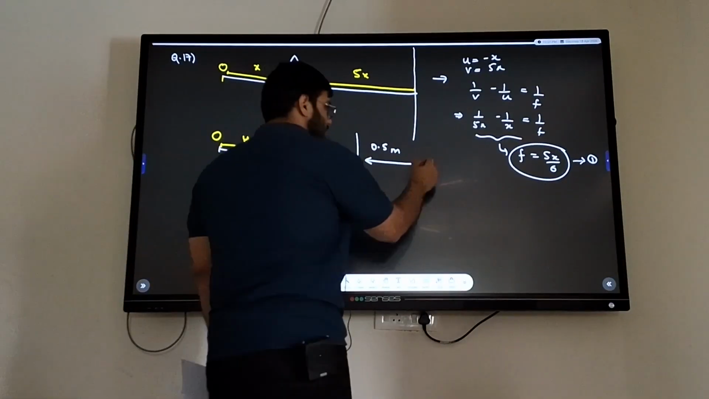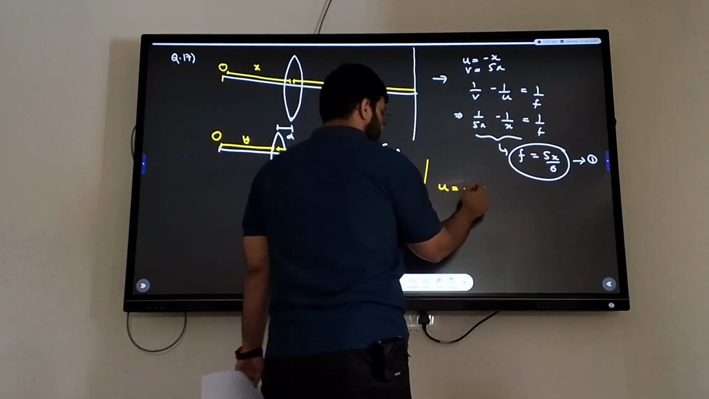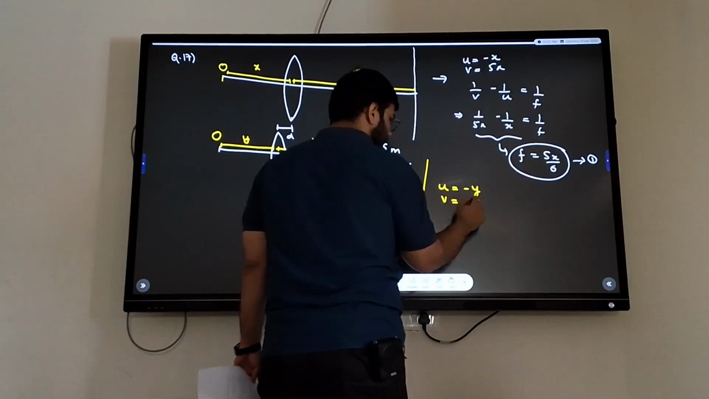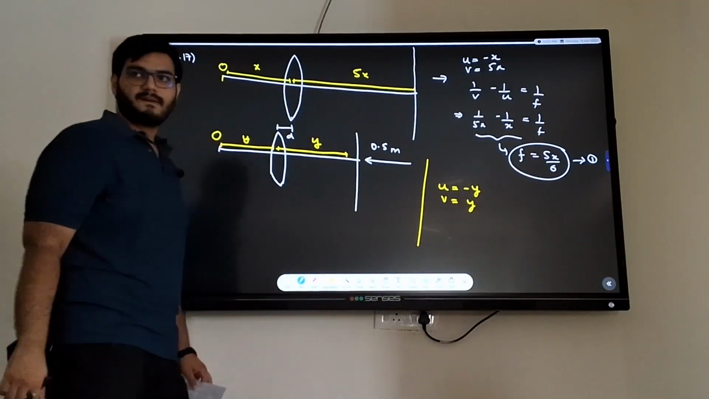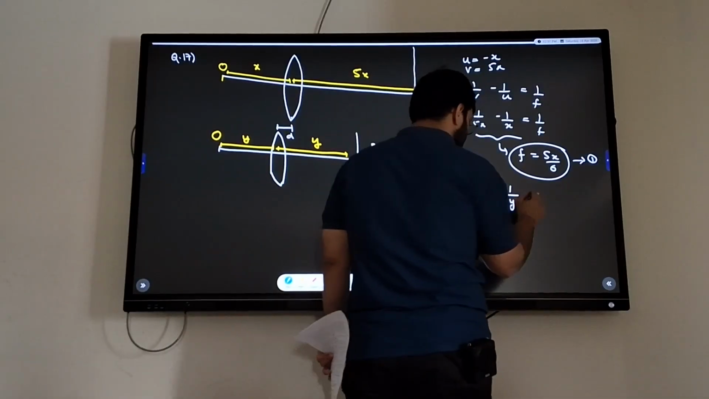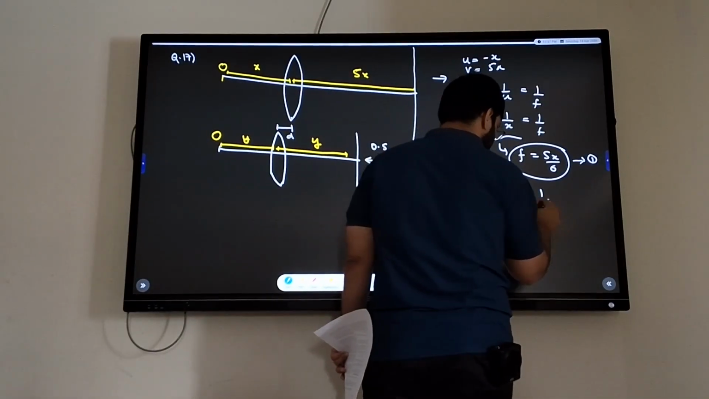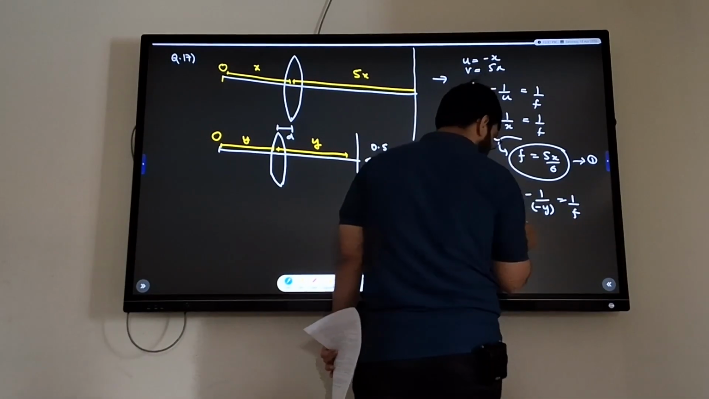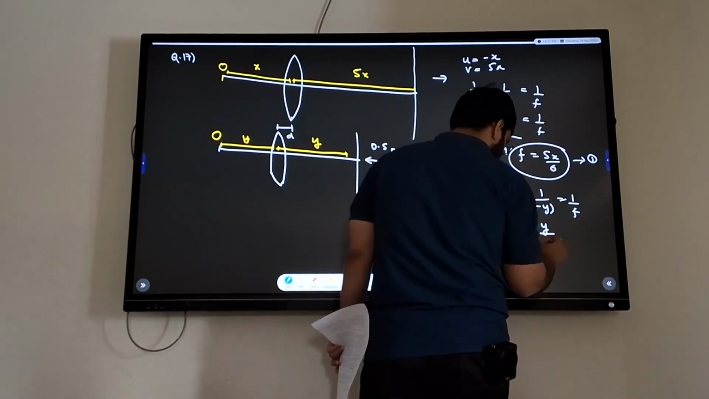What is u this time? U is minus y. What is v? That's also y. Then what is the formula? 1 by y minus of minus y is 1 by f. Then what is that? That's y by 2.